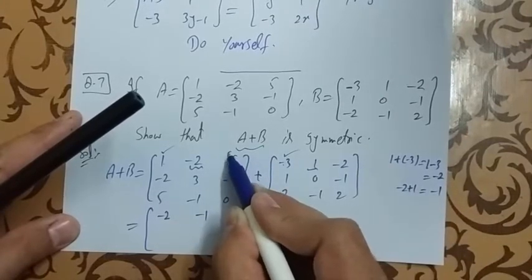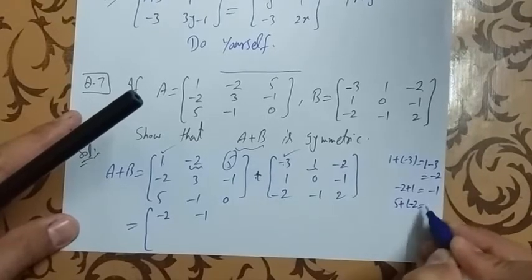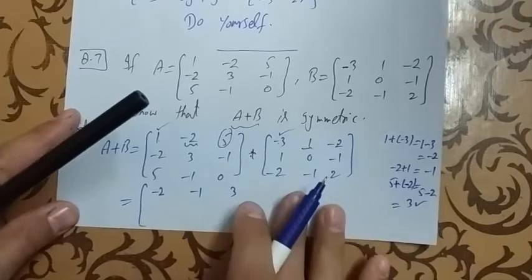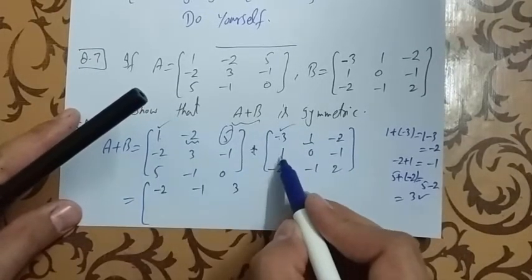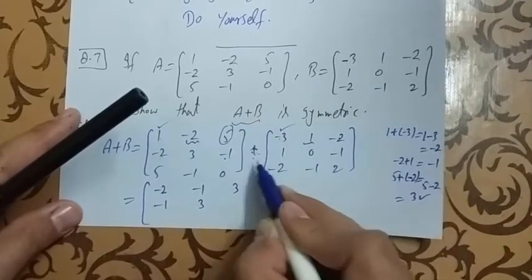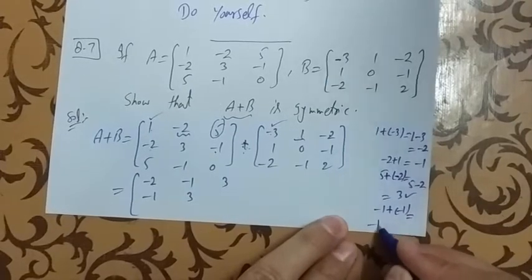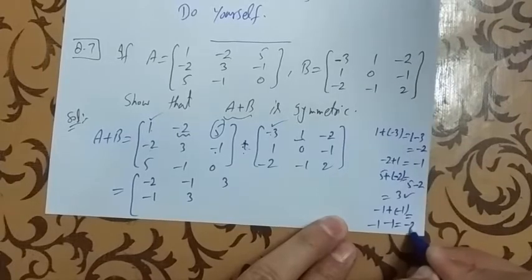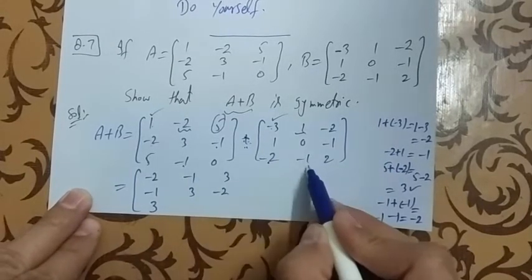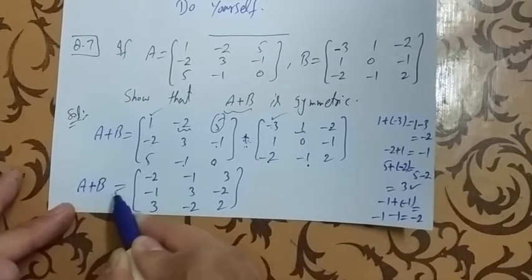Then 5 plus minus 2 is equal to 3. Similarly, students, I solve directly: minus 2 plus 1 is equal to minus 1, 3 plus 0 is equal to 3, minus 1 plus minus 1 is minus 2, 5 plus minus 2 is equal to 3, minus 1 plus minus 1 is minus 2, and 0 plus 2 is equal to 2. So this is the addition of matrices A and B, A plus B, which is equal to this.